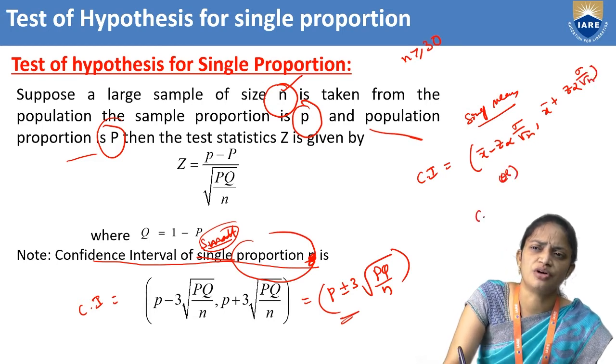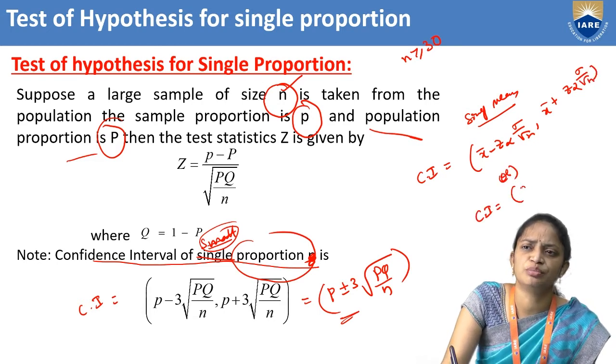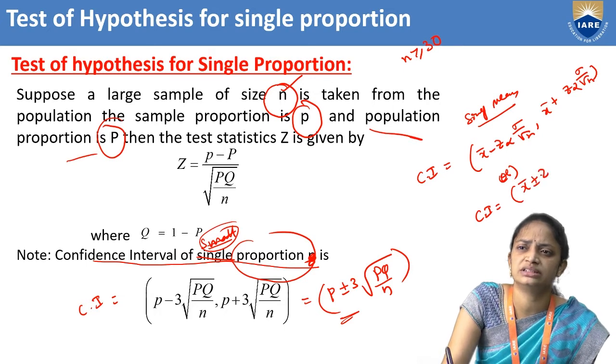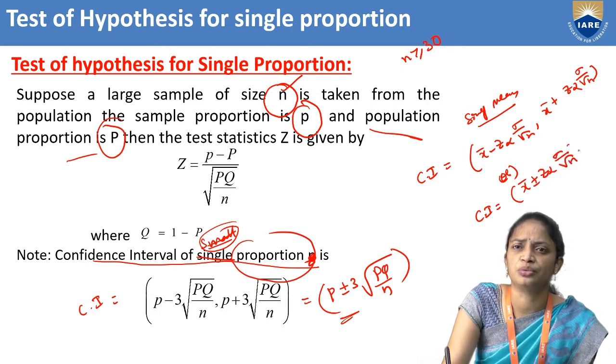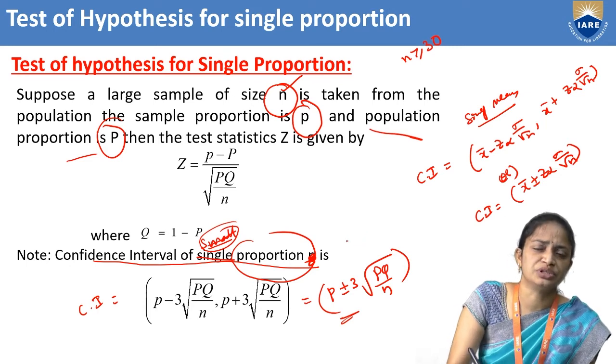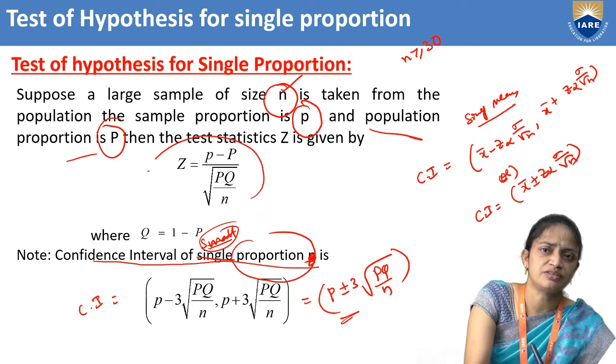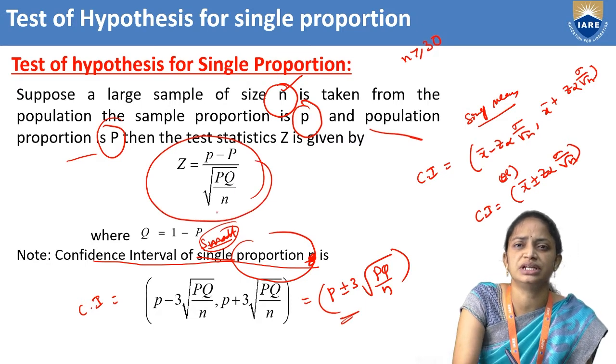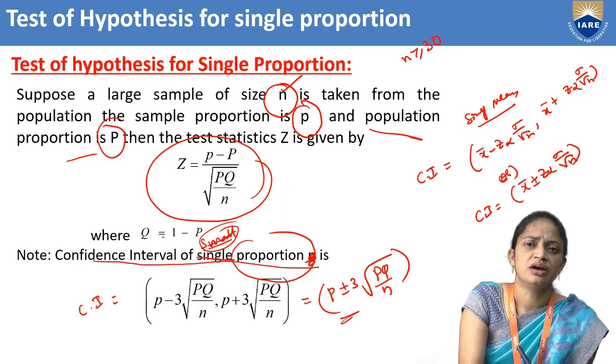Or we can write the confidence interval as x bar plus or minus z alpha into sigma by root n. So this is the test of hypothesis for single proportion. So what is the formula? Test of hypothesis for single proportion is z equal to small p minus capital P divided by under root of PQ by n, where capital Q equals 1 minus capital P.